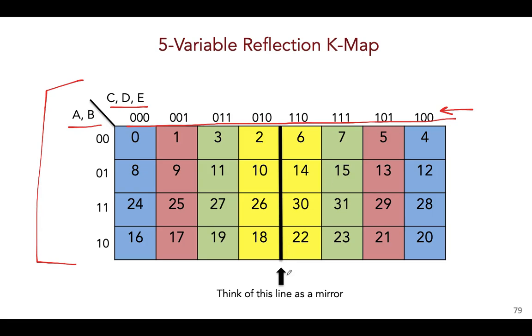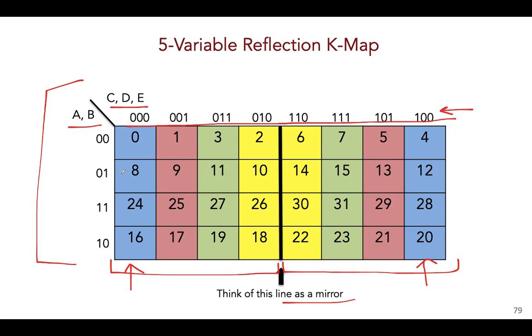The reason for that is you have to think this dividing line, this one in the middle, think of it as a mirror. All right, think of this as a mirror, which means that this part and this part, these 2 halves of the 5-variable reflection K-map, are essentially mirror images of each other, which is why I've chosen to give different columns different colors, right? That's to make it easier for you to see which column is a mirror image of which column, which basically means which cell is supposed to be adjacent to which cell. All right, so these 2 blue columns are mirror images of one another.